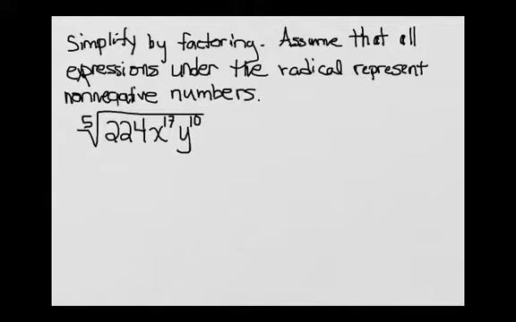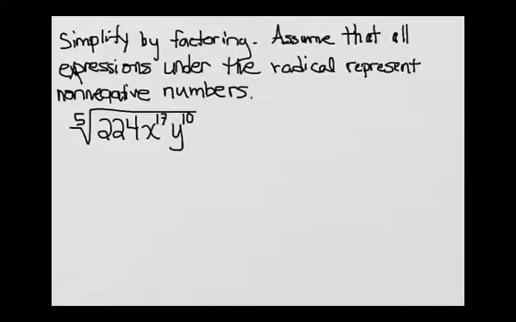In this video, we're going to do the following problem. Simplify by factoring. Assume that all expressions under the radical represent non-negative numbers. The second part, assume that all the expressions under the radical represent non-negative numbers, lets us know that we don't have to worry about using absolute value notation in our answer. So we're going to simplify by factoring, which means that we're going to find all of the bases that can be raised to a power of 5.